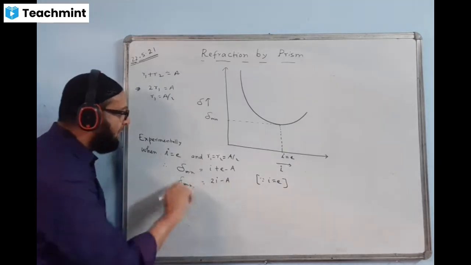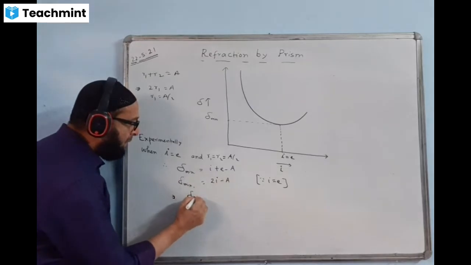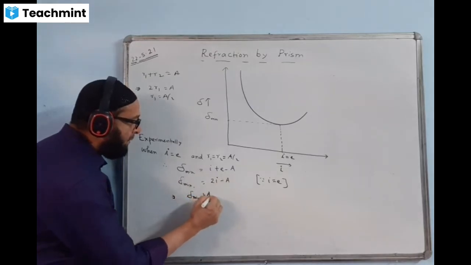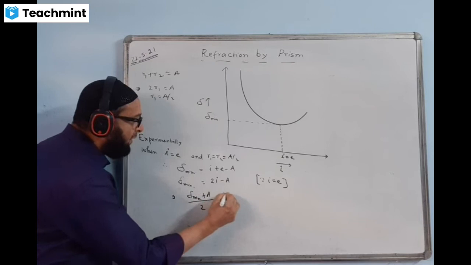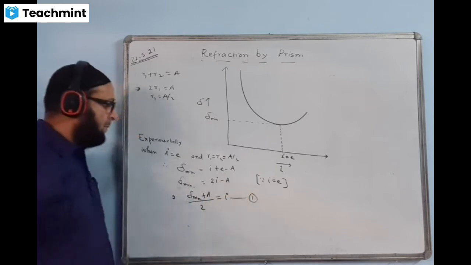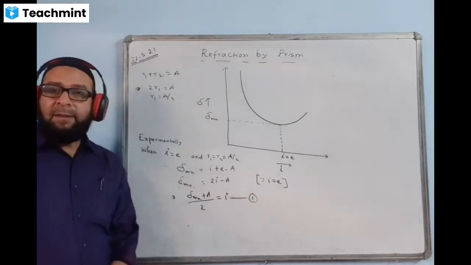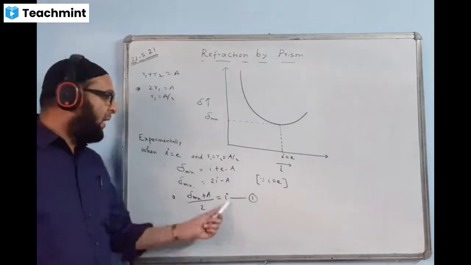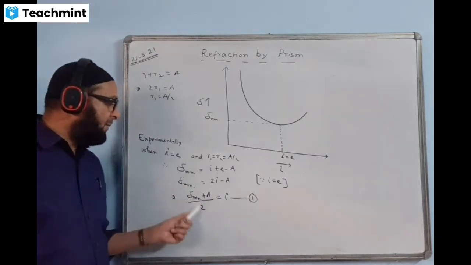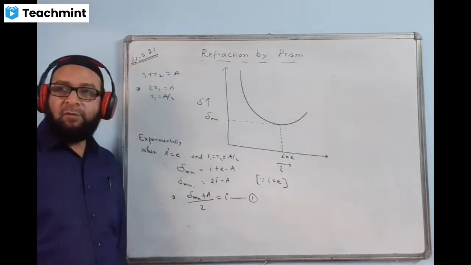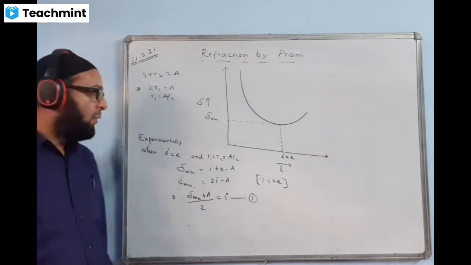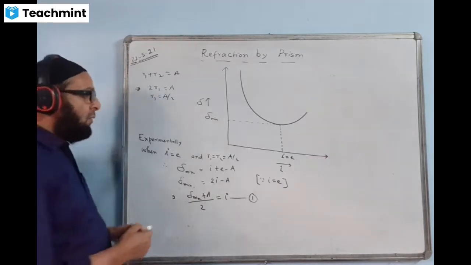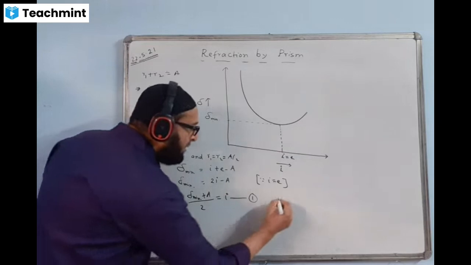Angle of incidence value. A will come this side. It will become delta minimum plus A by 2, the value of I. Mark this as equation number 1. So when minimum deviation takes place, the value of I will be equal to delta minimum plus A by 2. Angle of incidence value will be delta minimum plus A by 2. Okay, now you can add, since Snell's law, right?